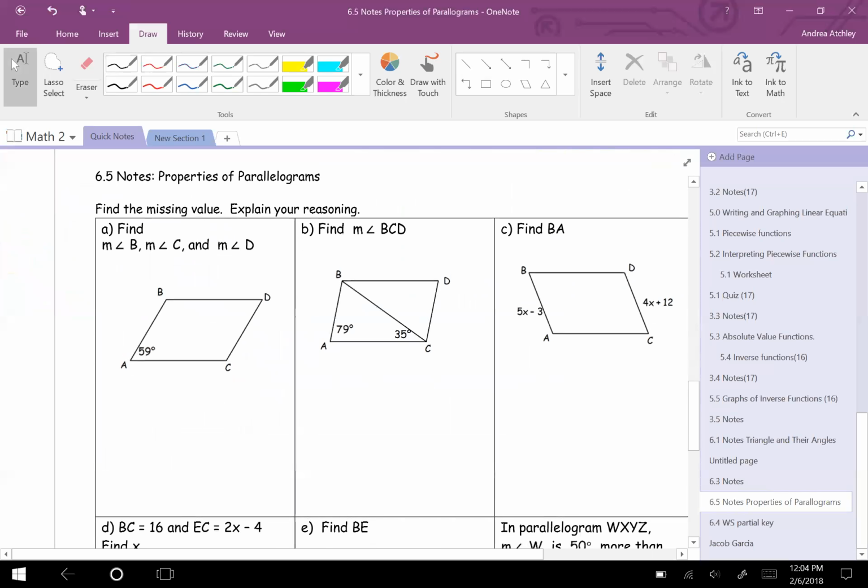Okay, I want you guys to do A in your pairs. Look back at the properties of parallelograms to come up with all the different missing angles. And don't forget to explain your reasoning. Tell me why.